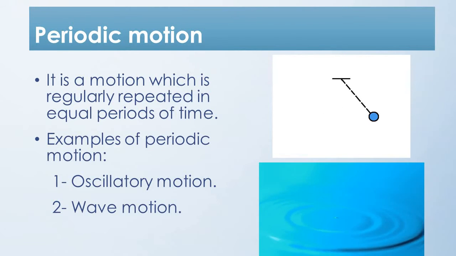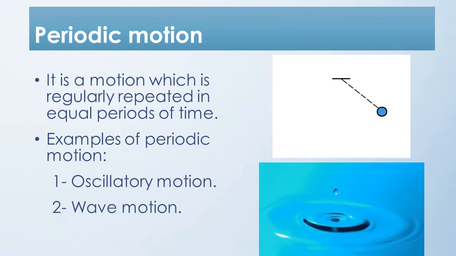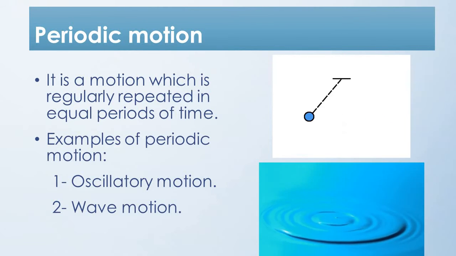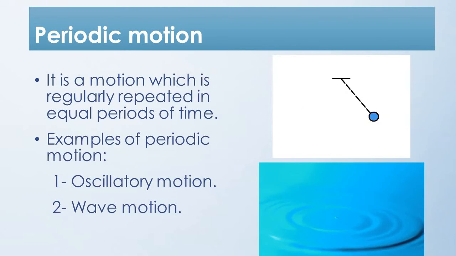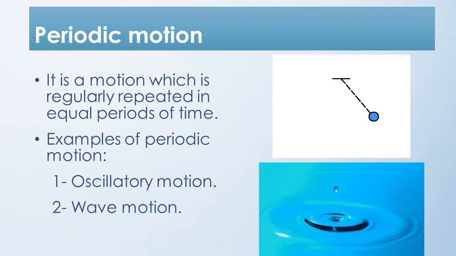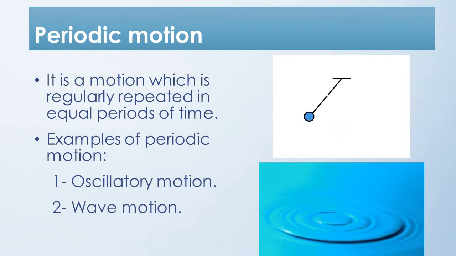It's a motion of the object that is repeated regularly. What is meant by repeated? It continuously does it. Like heartbeats, it's also periodic motion. Like wave motion, look at the wave, it's repeated regularly. Also like a simple pendulum, it's also repeated regularly in equal periods of time.